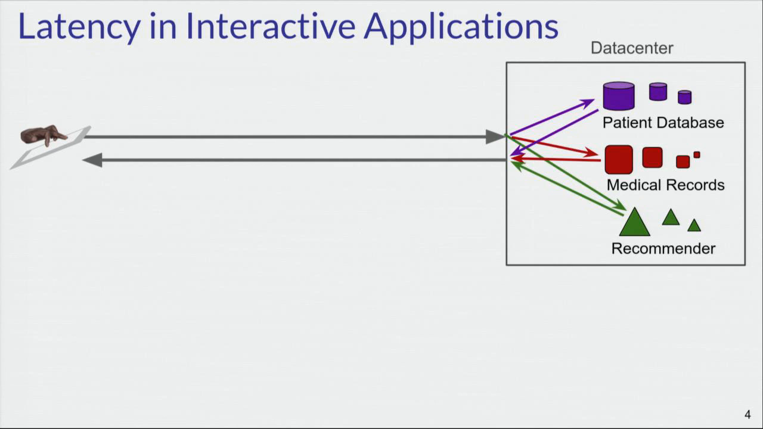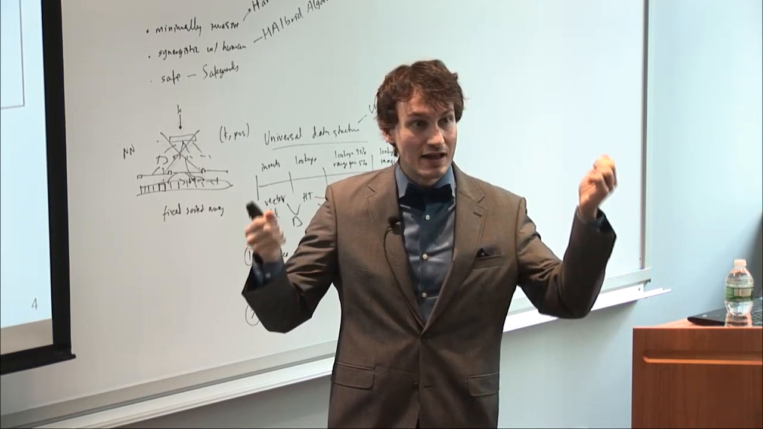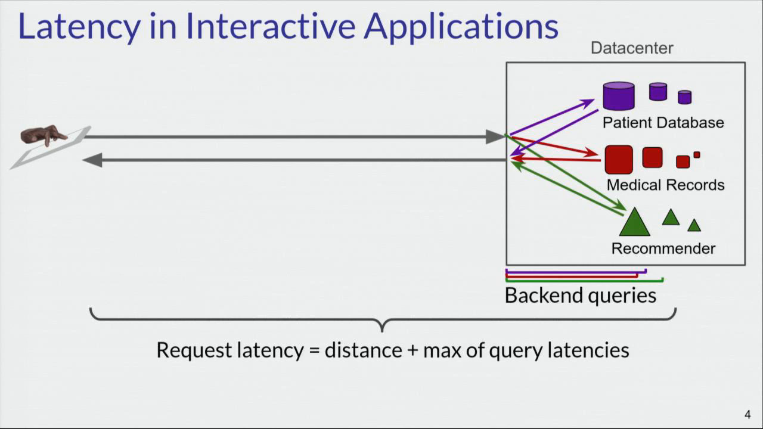So latency comes from the fact that we have to wait for many, many servers. In practice, hundreds of servers are involved. If any of them is slow, we have to wait for that server. These I call the backend queries. The overall user-perceivable request latency basically comes from the distance the traffic travels and the maximum of all of these query latencies.